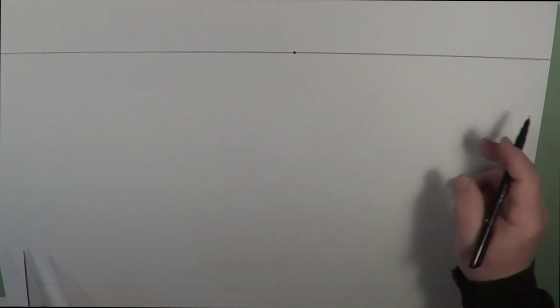So what I'm going to do here first is I have drawn a horizon line and given you a vanishing point here. What we're going to do is construct very quickly a one-point perspective so that I can demonstrate to you how to go about laying out ellipses in a one-point perspective.